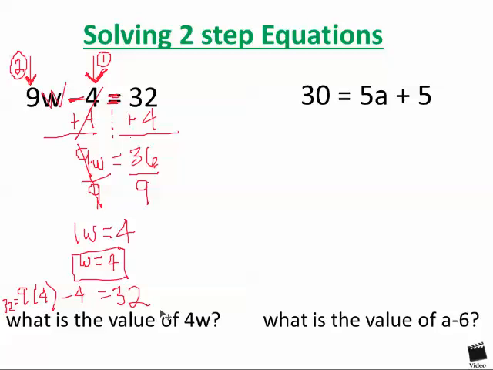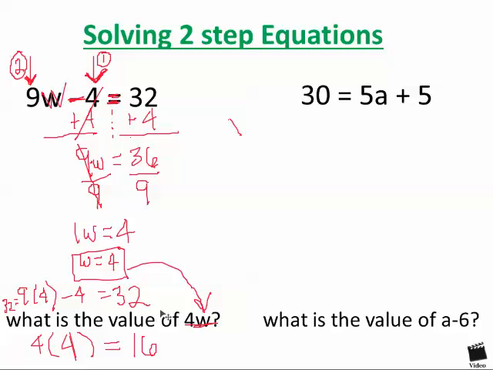The bottom of the screen asks us to now find the value of 4W. And you're going to see this in your homework, which is why I put it in the demo video for you. So if I know that W is equal to 4, I can now tell you what 4W is. 4W is 4 times 4, or 16.